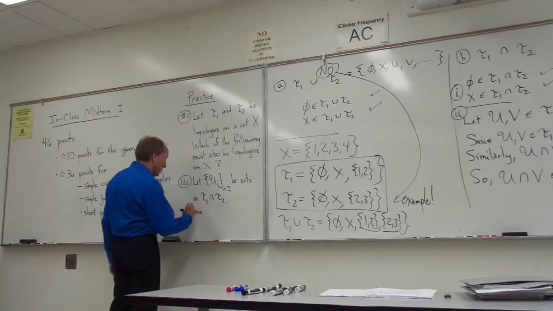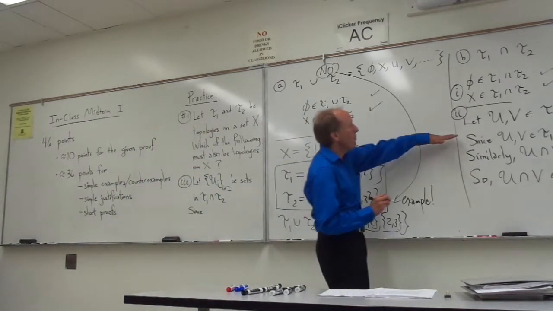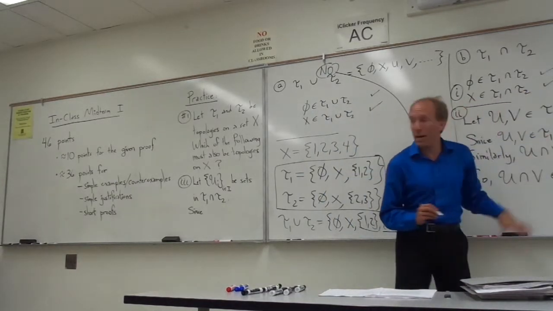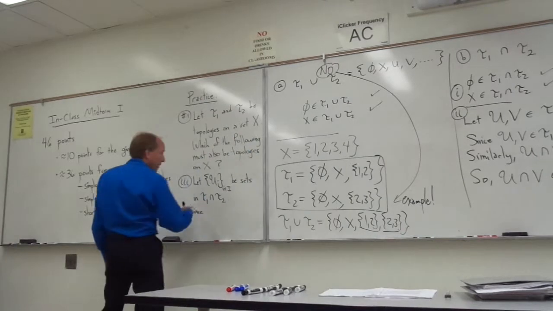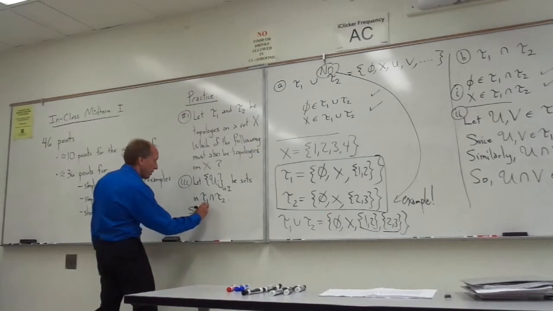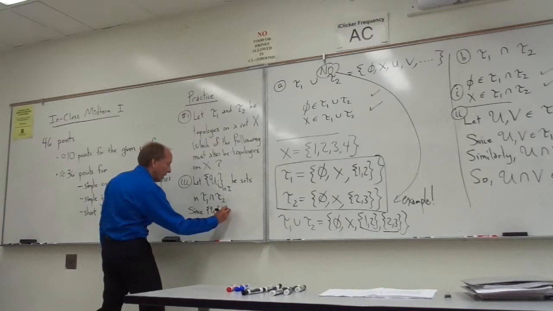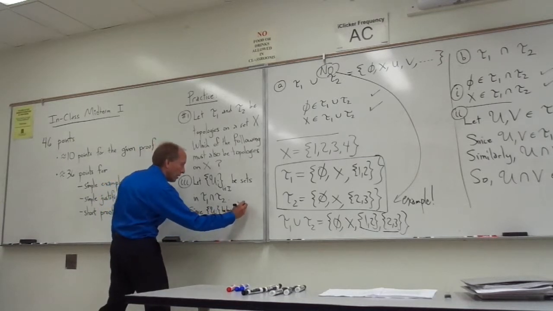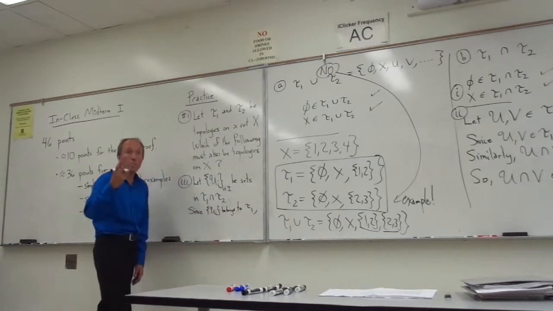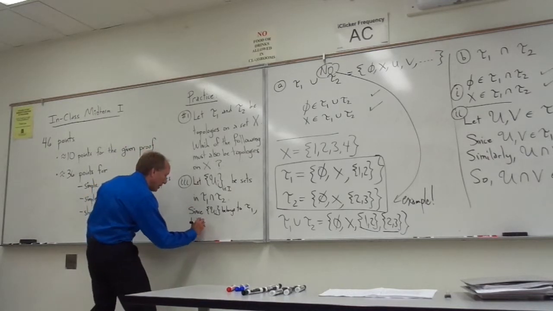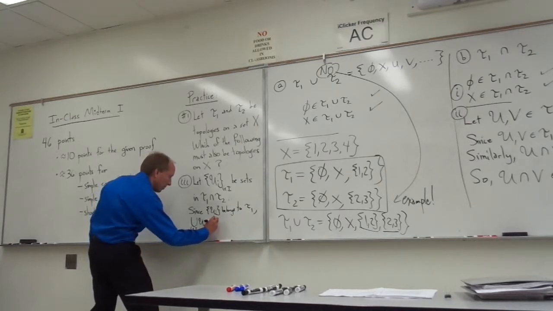Just going to try to mimic what we did over there. What we did over here is we focus only on tau 1 first, right? Just on tau 1. So here we could say, since the set of U sub i belongs to tau 1, which is a topology, then the union of the U sub i's is an element of tau 1.